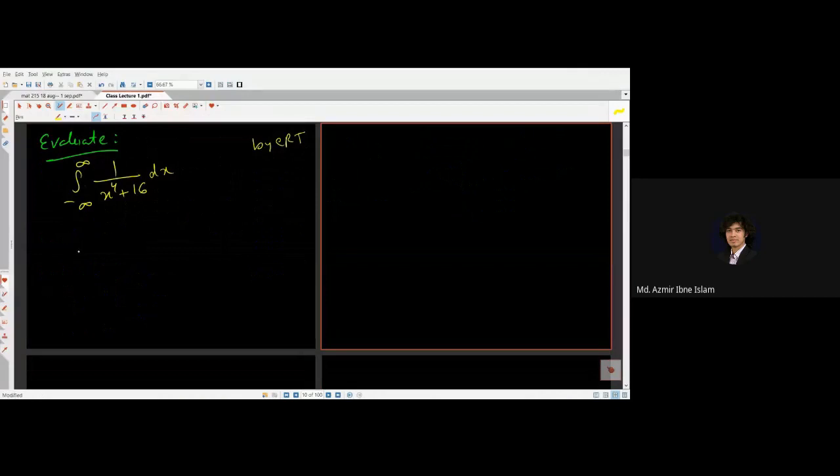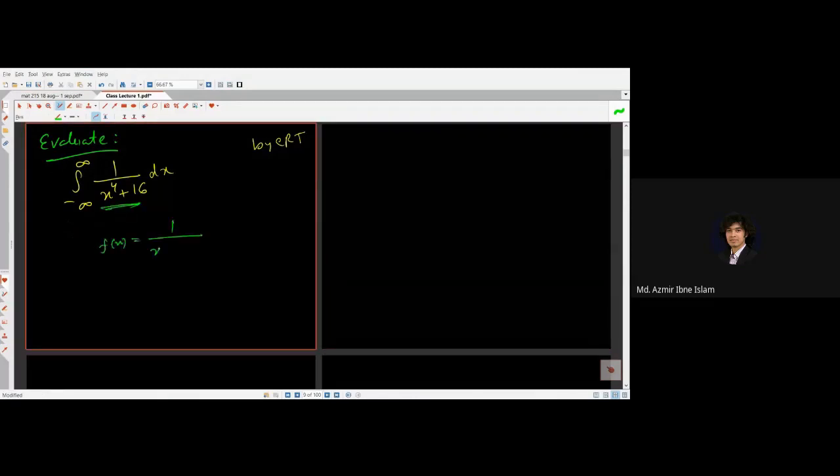So we have this improper integral. This is the function f of x. f of x equal to 1 over x to the power 4 plus 16. Is that okay? Yes, sir.